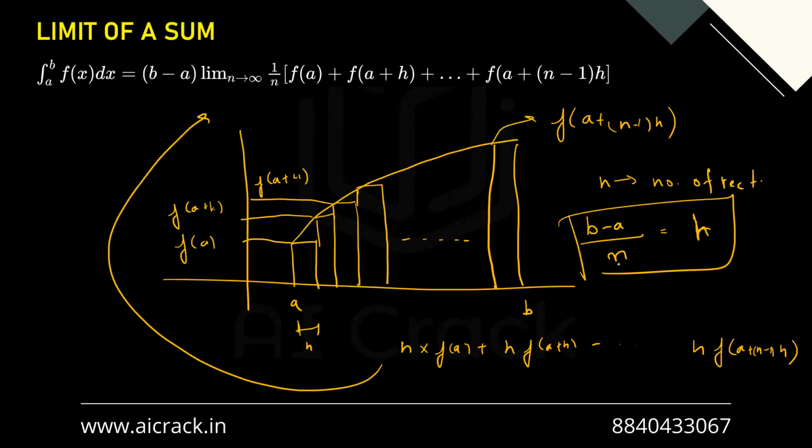h is nothing but b minus a divided by n. So we have replaced h with b minus a divided by n, and we have taken h as common from everywhere. So that becomes f of a plus f of a plus h plus up to f of a plus (n minus 1)h, right? So this entire formula is clear for the integral from a to b, right? Now when we are making these rectangles infinite, h will become infinitesimally small, and we'll get the accurate area.